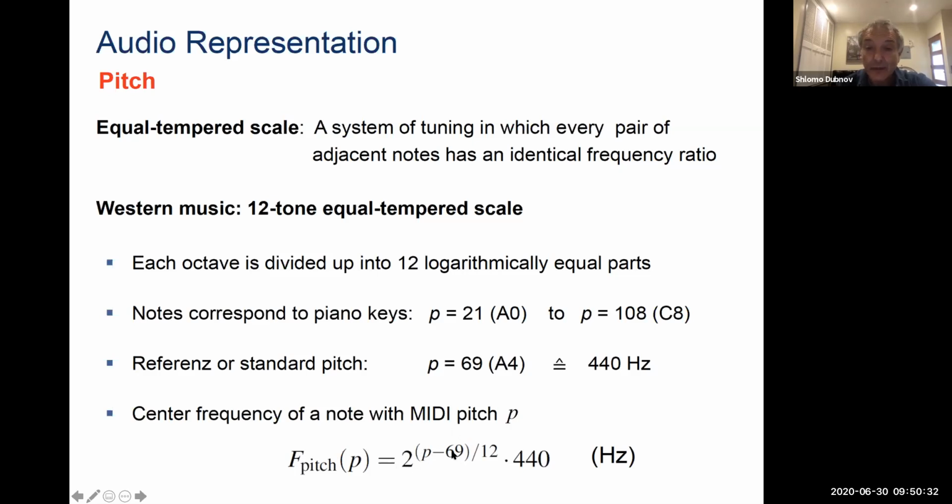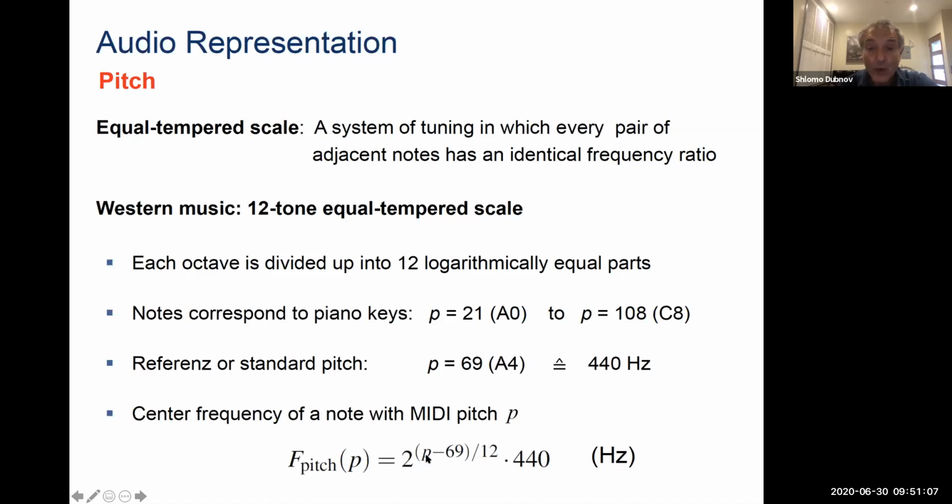Same thing if you go 12 steps down. 69 minus 12, we'll be in 57. So 57 minus 69 will be minus 12, so this will be minus 1. This will be half, so you get to 220. So at least, it's evident that every 12 steps we either double or halve the frequency. And every step in between is basically moving by the 12th root of 2.